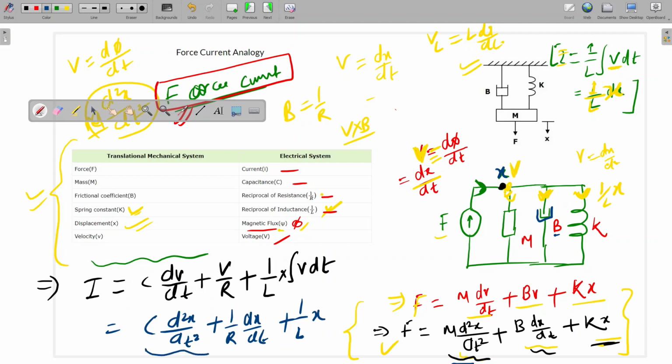So in mechanical, this current I is F. So F is equal to, C is equivalent to M, so M dV by dt, so M d square x by dt square, plus 1 by R is equivalent to B, so plus B dx by dt, plus K is equivalent to 1 by L, so 1 by L into x, so K into x. Is it clear?